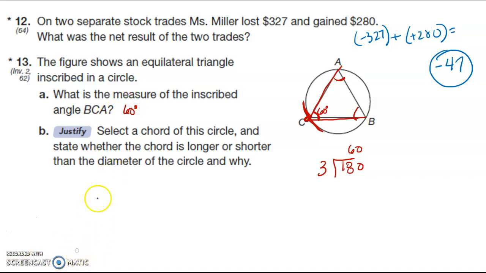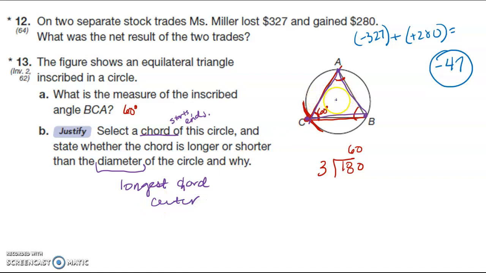And then it says, select a chord of this circle. So remember, a chord starts and ends on a circle. Like CB is a chord, BA is a chord, AC is a chord. And state whether the chord is longer or shorter than the diameter of the circle and why. This is kind of tricky because the diameter is the longest chord. It goes through the center of the circle, and we don't have that here. So if this is the center, this would be the diameter, and it would be the longest chord. So any of these other chords are all going to be shorter than the diameter.